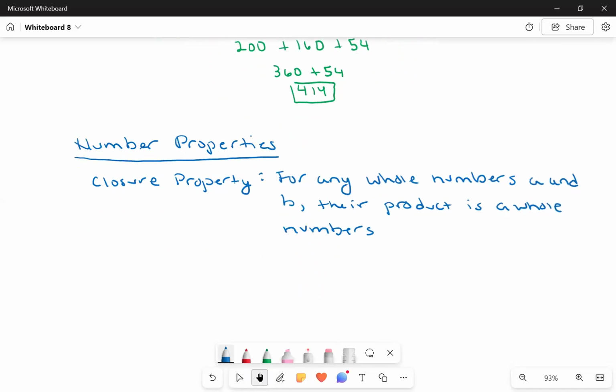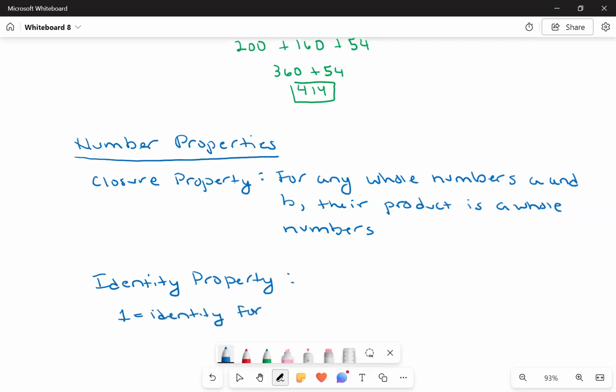All right. Then we have the identity property for multiplication. We had an identity property for addition. That was when we added with 0, and when you add with 0, it doesn't do anything. So with multiplication, the magic number is 1. 1 is the identity for multiplication, and how it works is for any whole number B, 1 times B is always going to equal B.